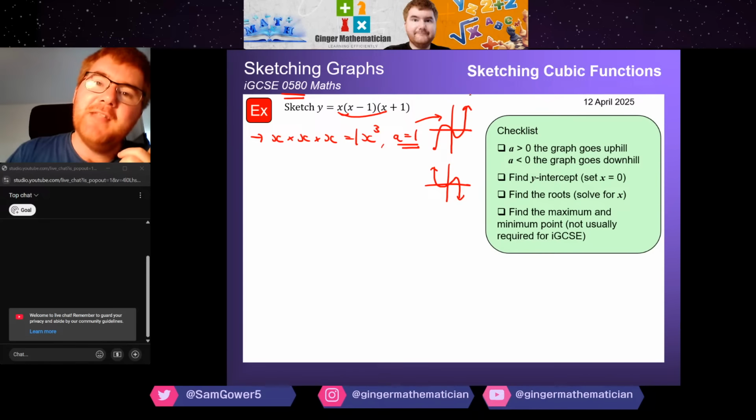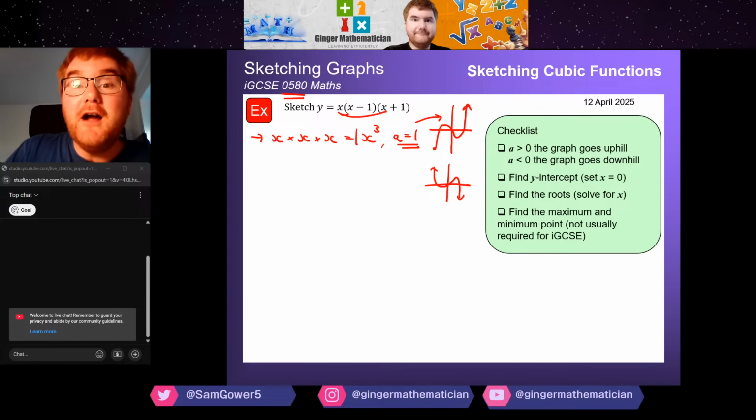Imagine you start here and you're hiking and you're going all the way up to here. Then you're essentially going uphill. You've got a little dip here, but the general trend is that you're going uphill. So we know from a equals 1 that the graph goes uphill. Perfect. So we can tick this off.